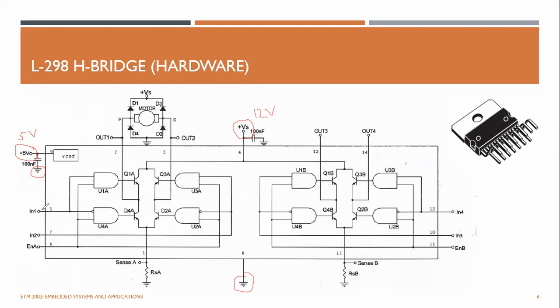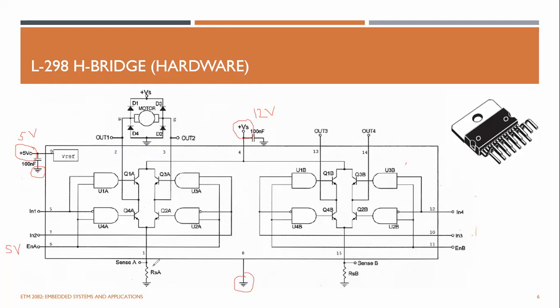Here, assume we have three control signals. First one is enable, ENA, to enable this H bridge, right? If you provide 5 volt here, then only this H bridge will be activated. And depending on IN1 and IN2, you can turn on these two transistors, like I mentioned in the previous slide, to change the direction of the motor.